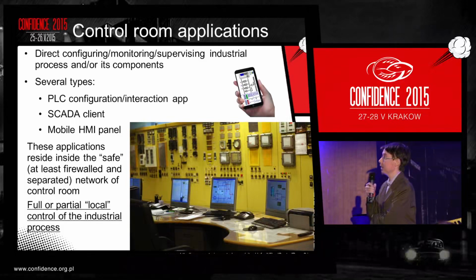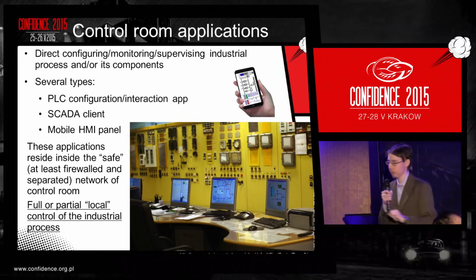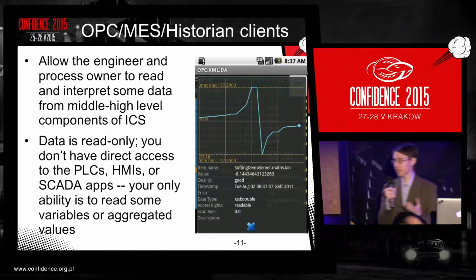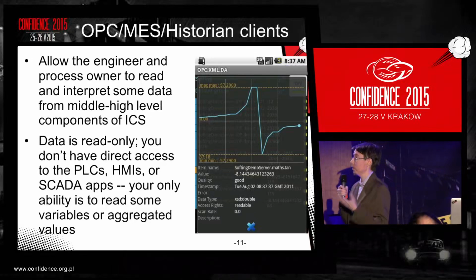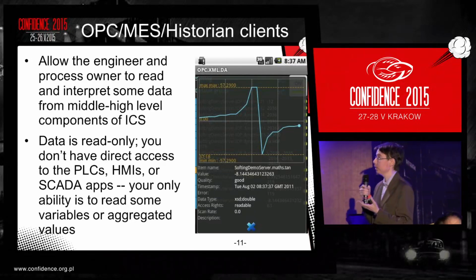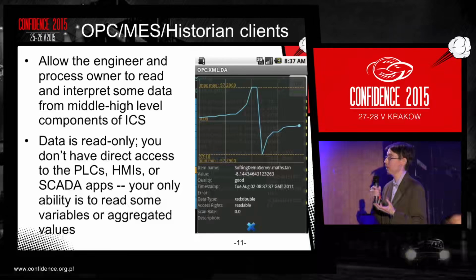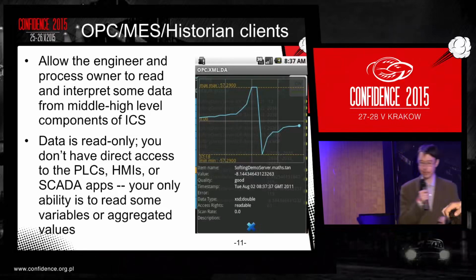So control room applications do direct configuring, monitoring, or supervising of the industrial process or its components. These applications reside inside a safe or at least firewalled network, separate from other network segments in the control room. And they have full or partial local control of the industrial process. As for MES or historian clients, these applications allow engineers, process owners and managers to read and interpret some data from middle or high-level components of ICS. This data is read-only. You don't have direct access to the PLC, HMIs, or SCADA apps in this case, and your only ability is to read some variables or aggregated values.